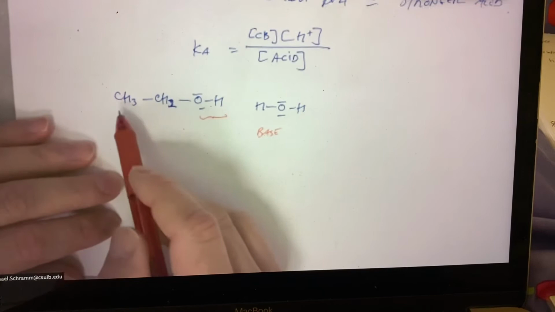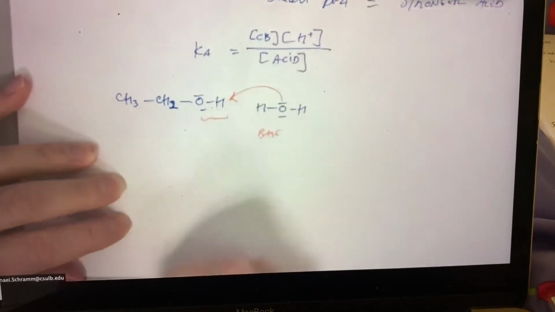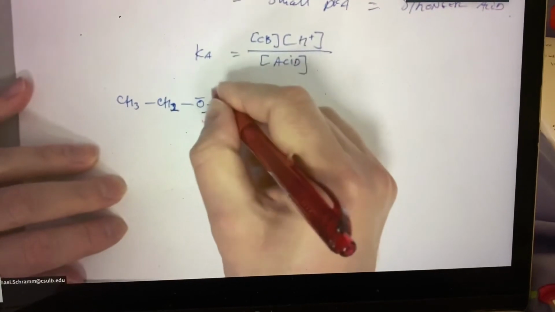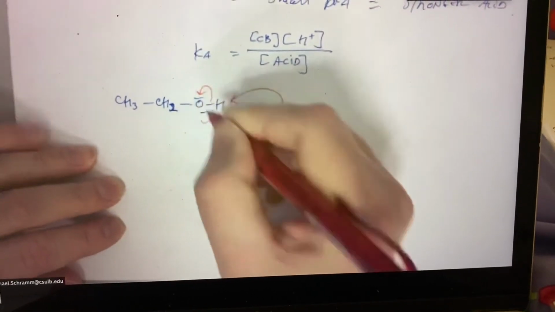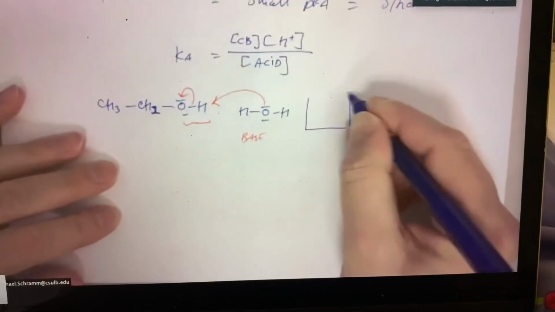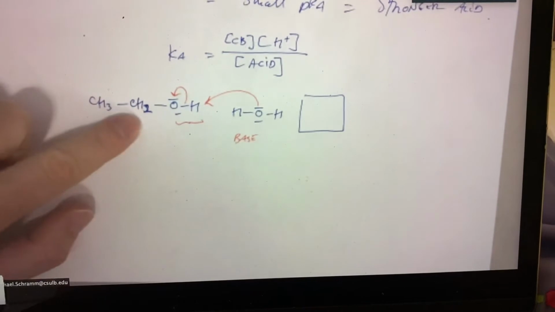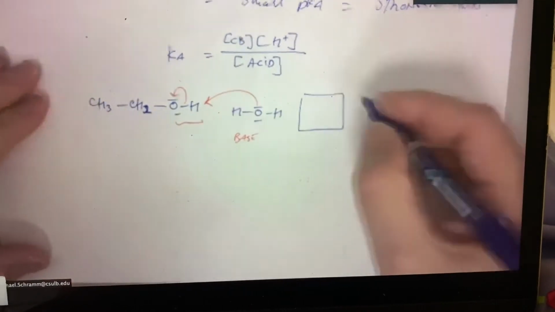It's not the CH2 or the CH3. And we'll use water as a base. We're going to evaluate ethanol in the context of it serving as an acid. We draw these same two arrows. You should be very good, or getting much, much better at this. And then we're going to draw the resulting conjugate base of our acid and the conjugate acid of our base.